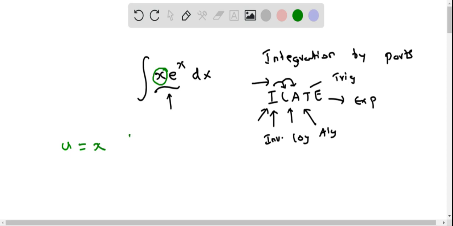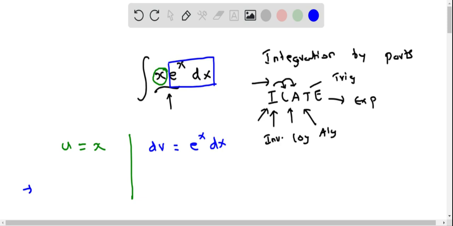Once we have determined u equals x, the remaining part of the integration, we consider as dv. So therefore, we consider dv equals e power x dx. And this side, we have to differentiate. So when we differentiate u, this gives du equals dx. And this side, we integrate. So we integrate both sides. Integration of dv is v, and integration of e power x is e power x.